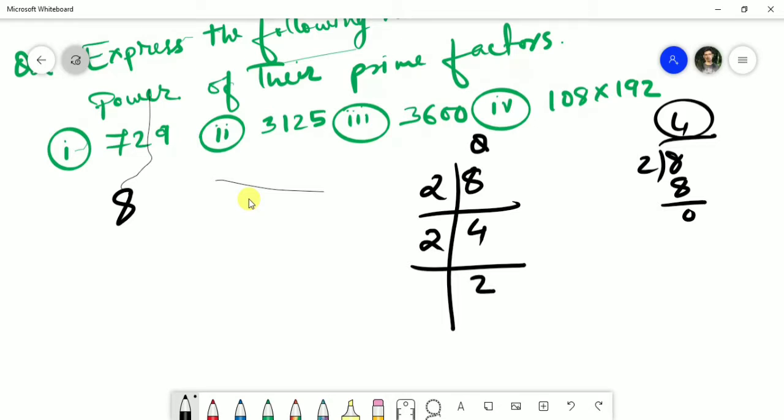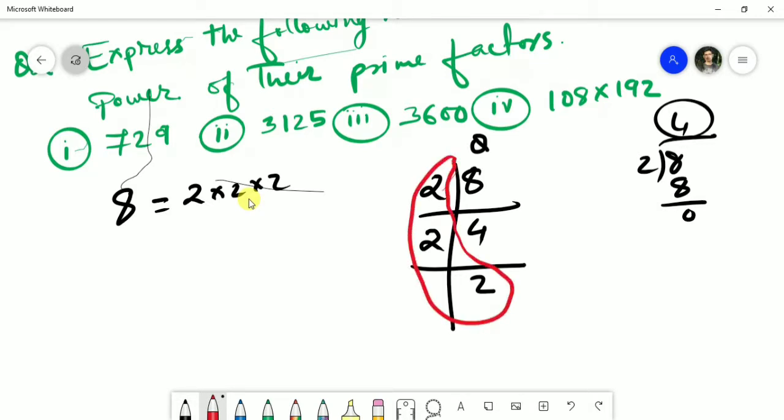So now 2 is already a prime number, so we don't have to go further. We'll leave it here only. So we can write 8 is equal to 2 into 2 into 2, means we are getting this one. So 2 into 2 into 2. How many 2s are there? 1, 2, 3. So we can write 2 cube. So this is your answer for this one, okay.